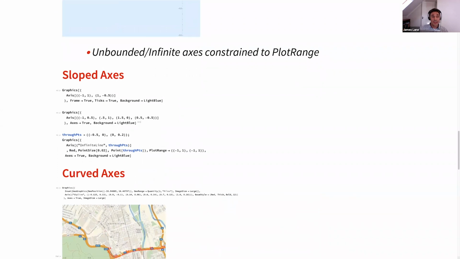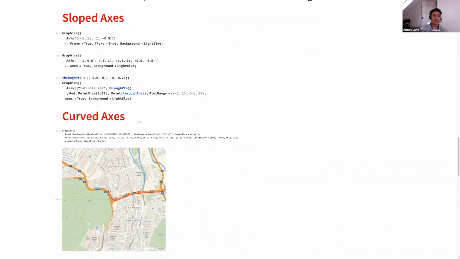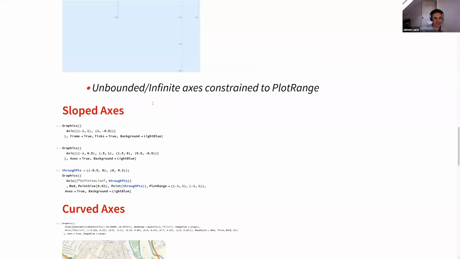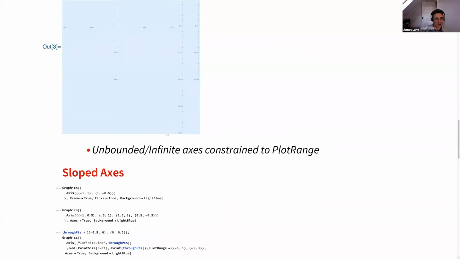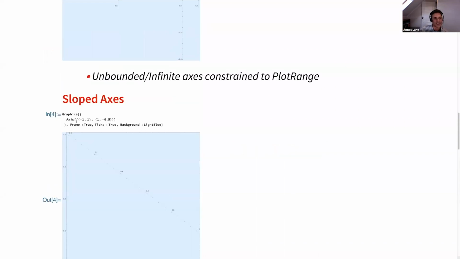So we also have provision for sloped axes. Let me leave it there before I take us further. So these sloped axes, effectively, this is the same as specifying a line. You've got two endpoints and your axis will be drawn between those.